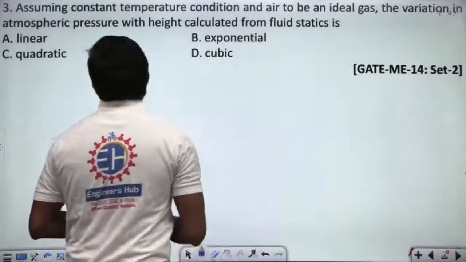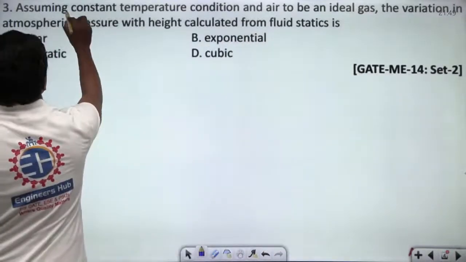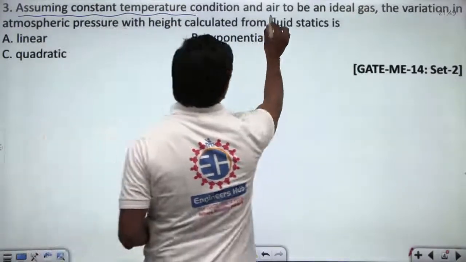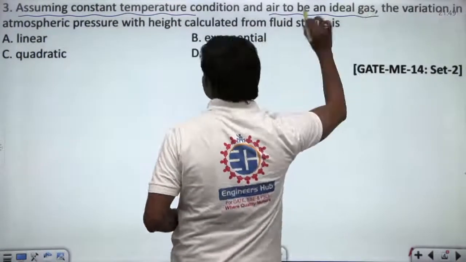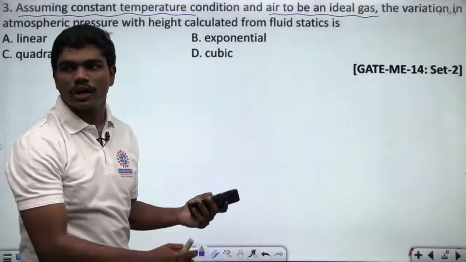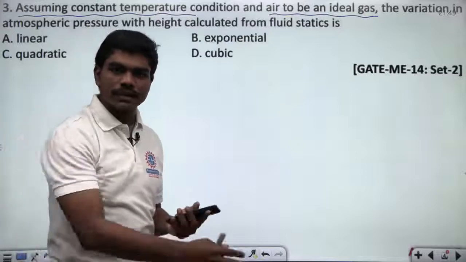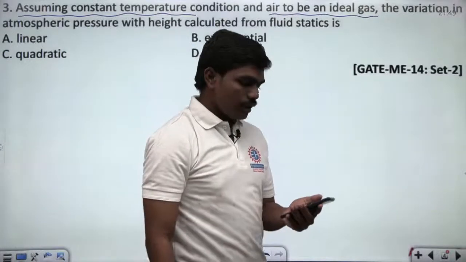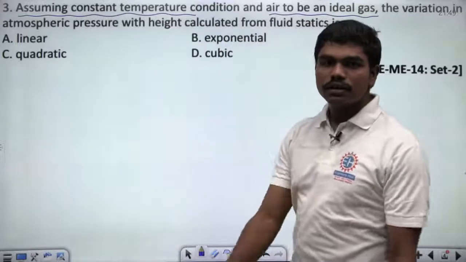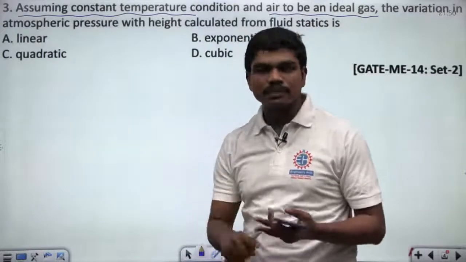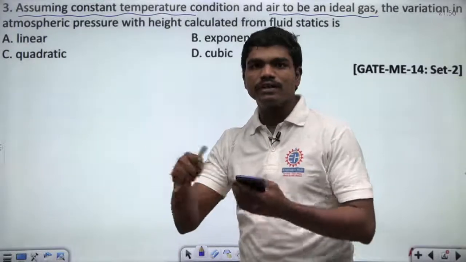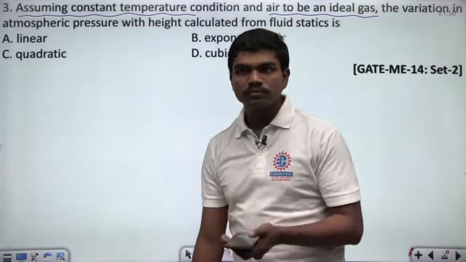So this is one question. Assuming constant temperature and air to be an ideal gas, the variation in atmospheric pressure with height calculated from fluid statics is. Can you answer this question directly? Did I give you some data for this? Yes or no? Did we give any derivation and some idea of pressure variation in incompressible fluid, compressible fluid with isothermal condition, and compressible fluid with non-isothermal condition? Did I give you? Yes or no?